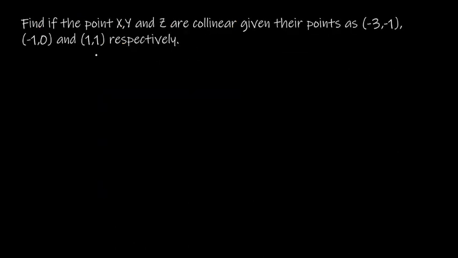So we have to find if the points X, Y, and Z are collinear given their points -3, -1, -1, 0, and 1, 1 respectively. Alright, so let's write down our solution. So we have the point X with the coordinates -3, -1, and then we have the point Y with the coordinates -1 and 0, and then we have the last point Z, +1, +1.